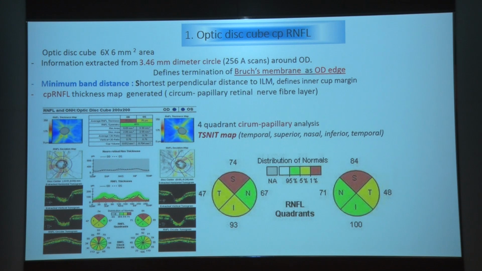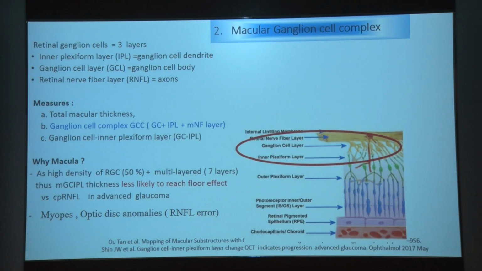Okay, so we are familiar with this map. And this is the second one, the macular GCC. It has three layers: the retinal nerve fiber layer, which is the axons, the ganglion cell layer, which is the cell body, and the inner plexiform layer, or the IPL, which is the cell dendrite. So all three comprise the ganglion cell complex, or GCC, and now the new algorithms have the GCIPL, just removing the nerve fiber layer.